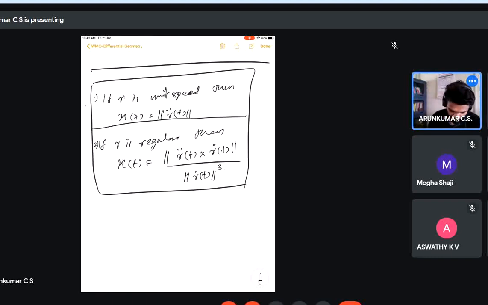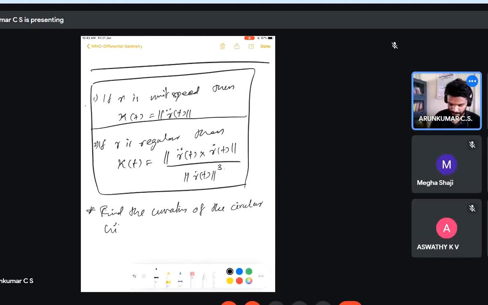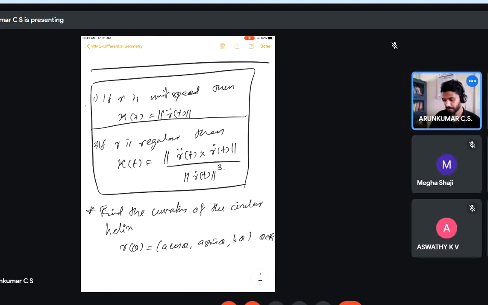We'll do an exercise. Find the curvature of the circular helix. Gamma theta is equal to a cos theta, a sin theta, b theta, theta belongs to R, real numbers. Okay, find the curvature of the circular helix. This figure in R3 is called a circular helix about the z-axis.